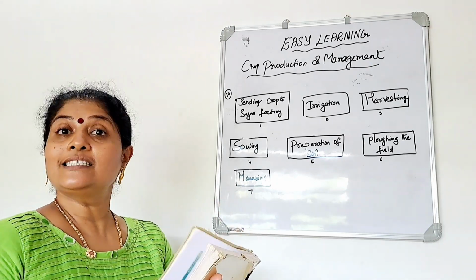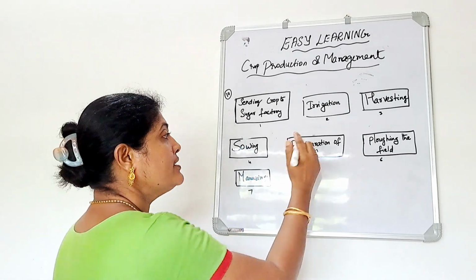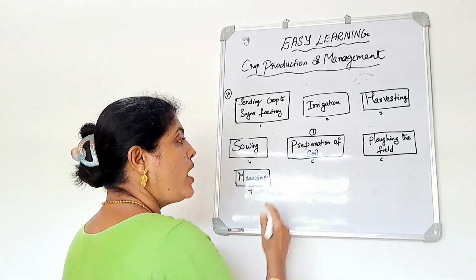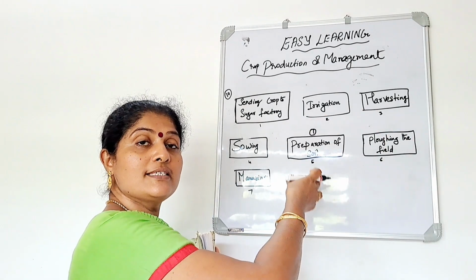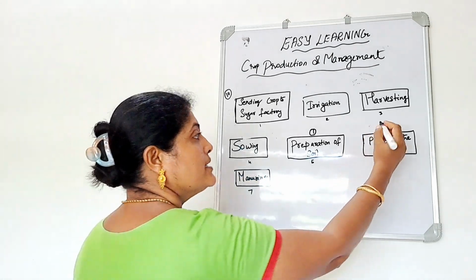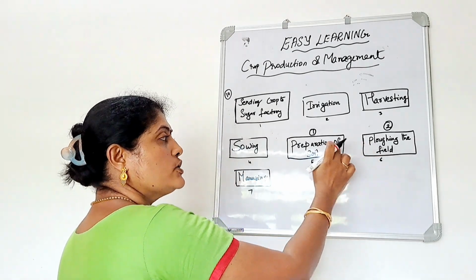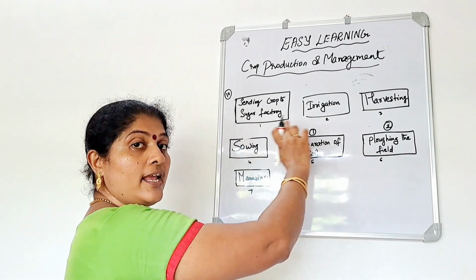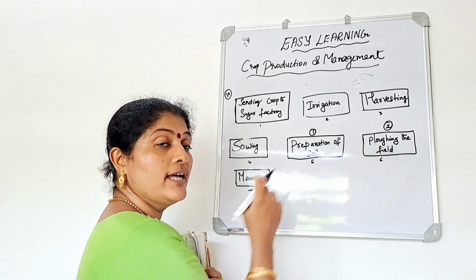The first agricultural practice is preparation of the soil. Here it is given as the 5th step, so we will write it as number 1, preparation of the soil. After that, one more step is plowing the field. It should be the second one, because in the textbook plowing also comes under preparation of the soil, but here in the question it is given separately as the 6th option. So plowing the field will be the second one.